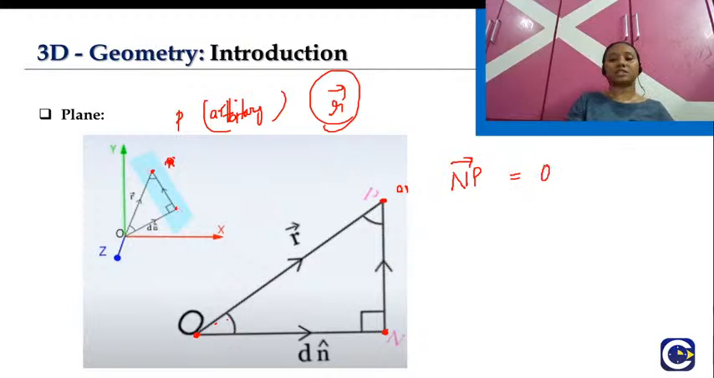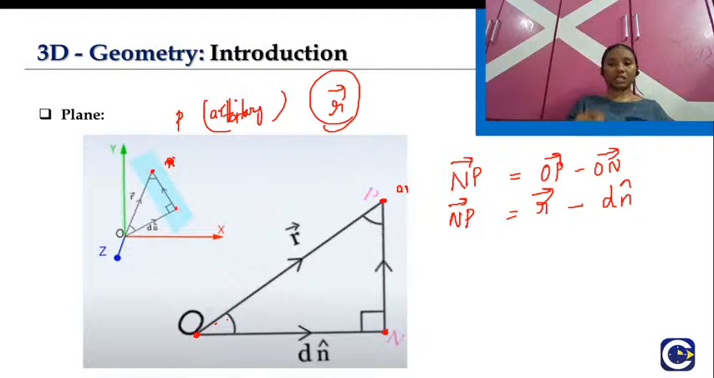So NP bar can be written as OP bar minus ON bar in terms of position vectors. This concept we have already discussed. So what is our OP bar? OP bar is nothing but R bar. And what is our ON bar? That is D into N cap. So from here, my NP bar is nothing but equal to R bar minus D N cap. Right. So in our previous slide, we ended up having this result, that our NP bar dot ON bar is equal to 0 because the lines NP and ON are perpendicular to each other. So the dot product of those two vectors will be 0.